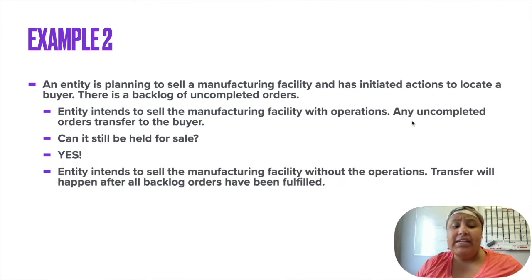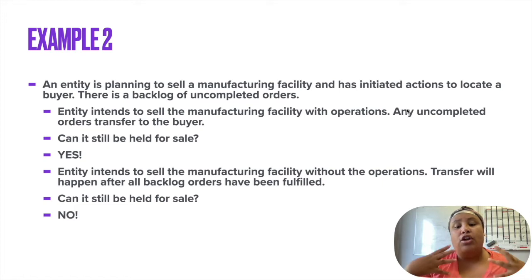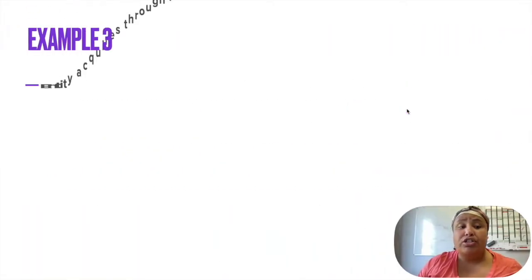Now what if the entity intends to sell the manufacturing facility without its operations, and the transfer can only happen after all the backlog orders have been fulfilled? Would we then still be able to classify it as held for sale? In this case, we would say no, because we first have to fulfill all of the backlog orders, and only then would it be appropriate to classify it as held for sale. Okay, let's look at the last example in this regard, which is example 3.